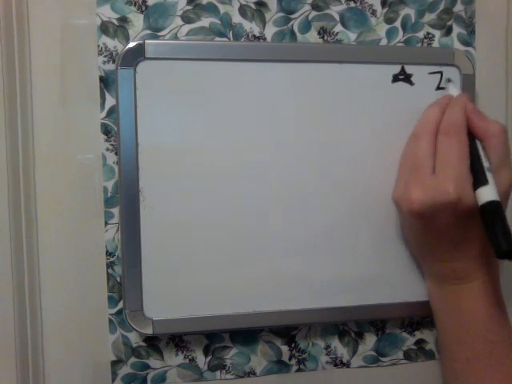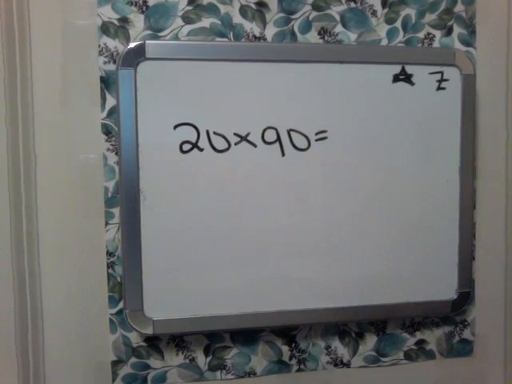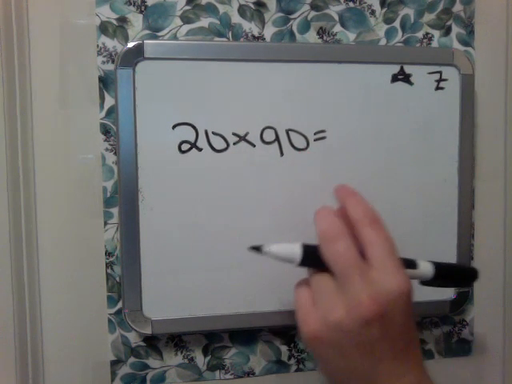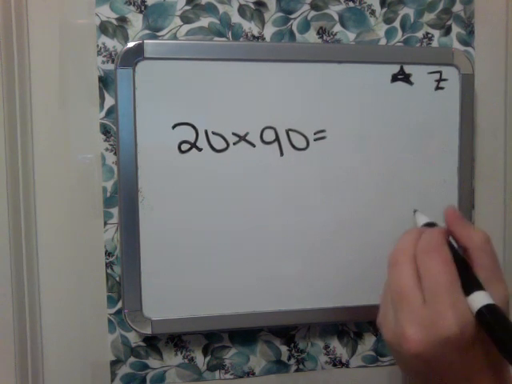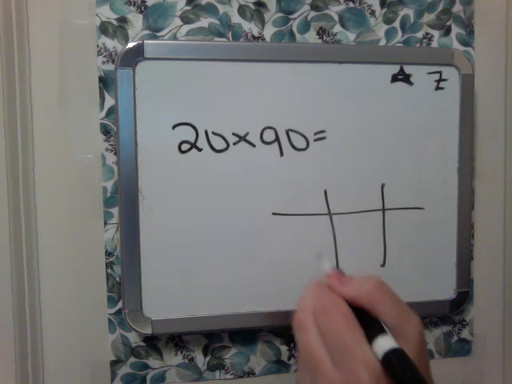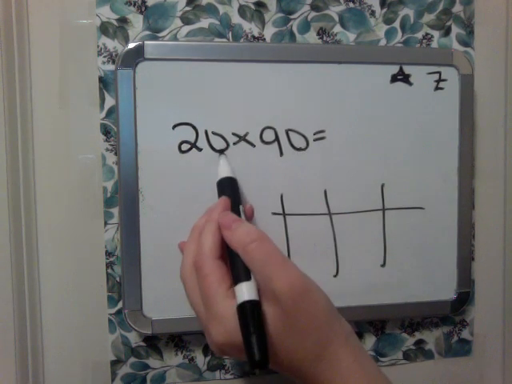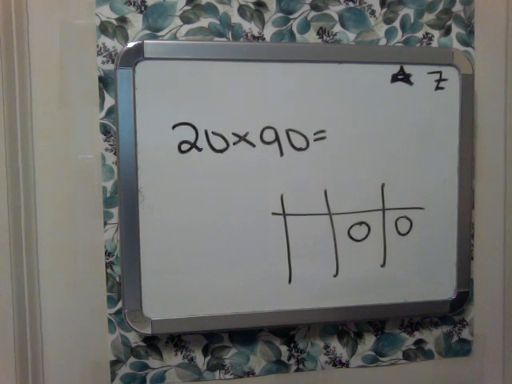After that, we're doing multiplying with zeros. The first problem is 20 times 90. So the pattern or the rule when you multiply with numbers that end in 0 is you can take those zeros and add them onto the end. And that's because if you have a place value chart, you would be moving them over 2 places on the place value chart to add those zeros at the end.